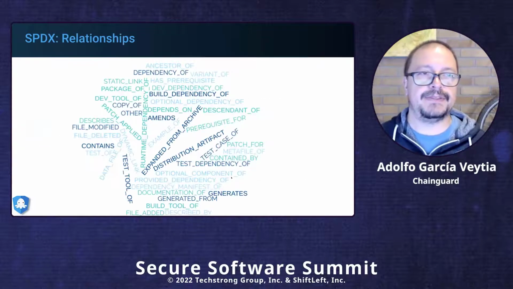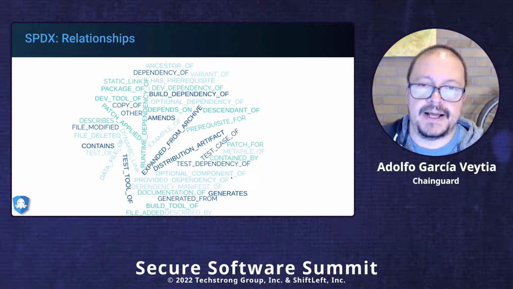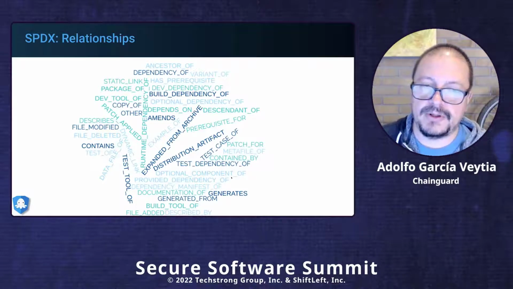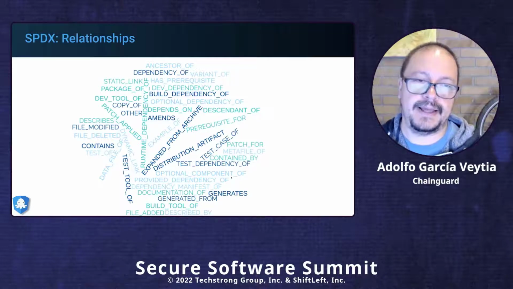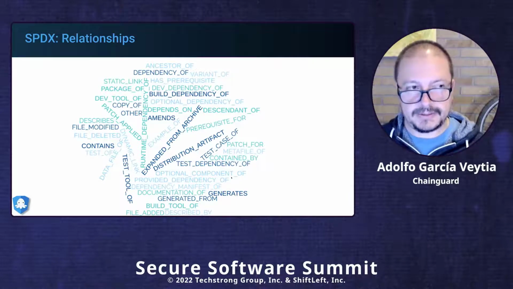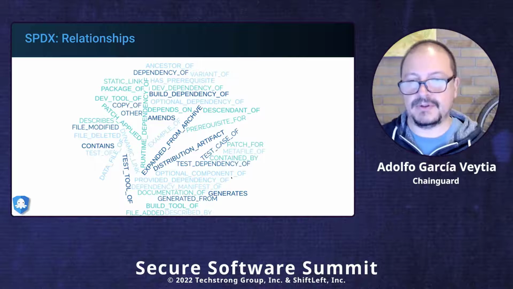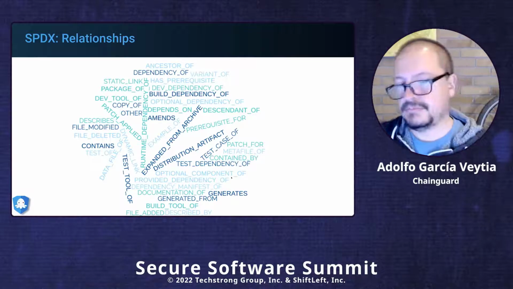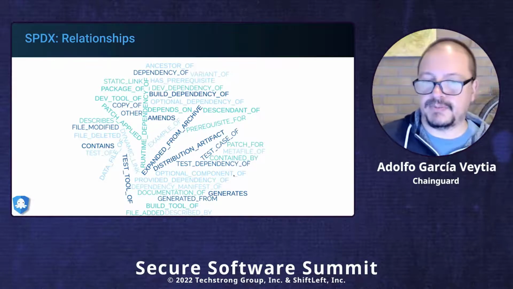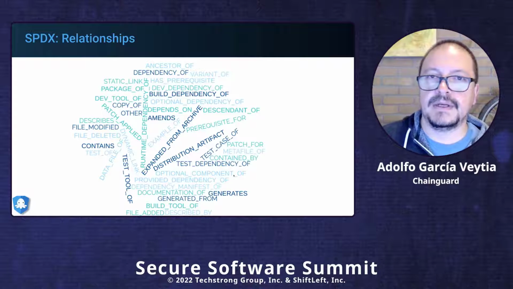And finally, there are the relationships. Like I said before, SPDX defines over 40 relationship kinds that can give really semantic richness to the document, and beyond just a simple dependency relationship among them, you can express whole lots of other things.